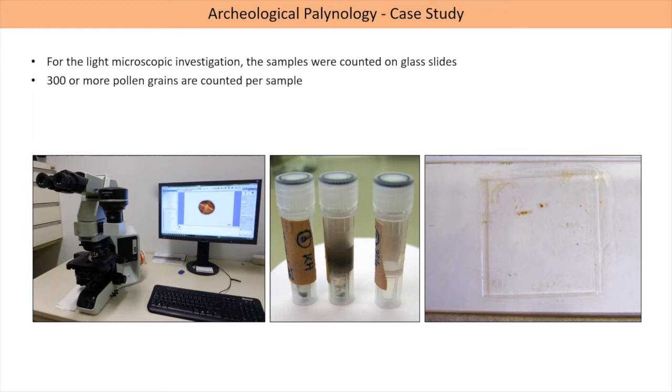The liquid inside is glycerin and the pollen-containing organic fraction is visible here. These dark particles are the pollen grains. Usually we screen the sample on the glass slide line by line, from one end to another, and we count 300 up to 1000 pollen grains per sample. This is our light microscope, and you can see here that we can also make a picture documentation of all the pollen types we found in the sample.